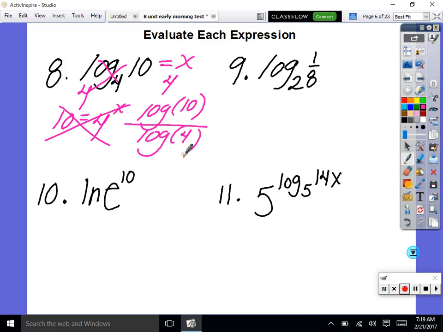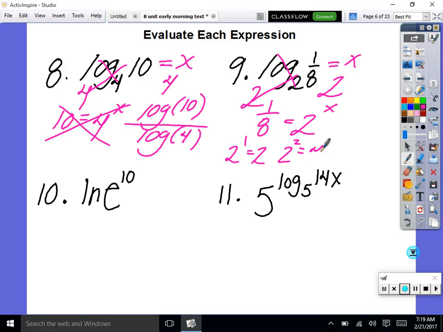Okay, so let's look at this one though. Do you see how this one, if we set it equal to x, we base 2 both sides. So 1/8 equals 2 to what power? So 2 to the first is 2. 2 squared is 4. 2 to the third is 8, right? So -3. Everybody see how I did that? So -3 was our answer.